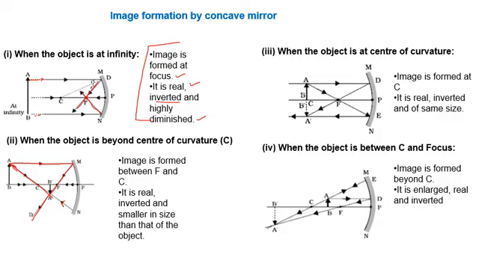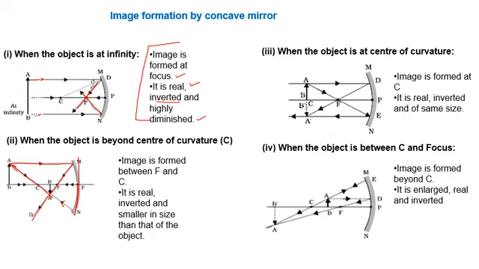Why does this happen? Because this ray makes a normal with the mirror at this point. I'll just draw a straight line over here. If I take this ray, it makes a normal with the mirror. That is why it goes back along the same path.